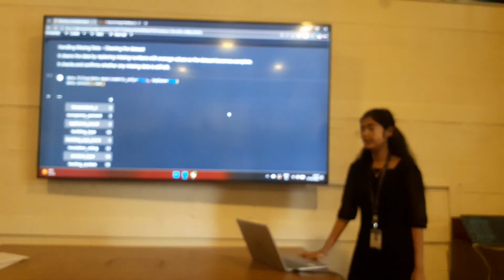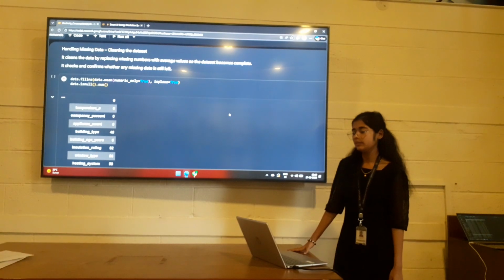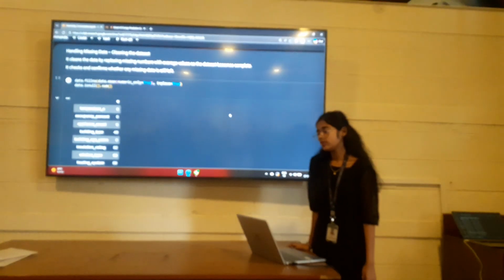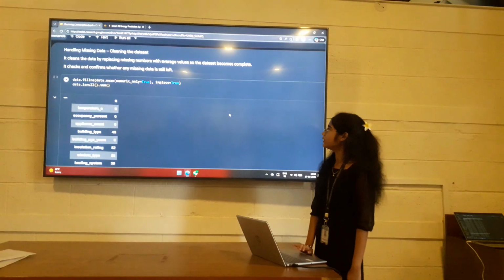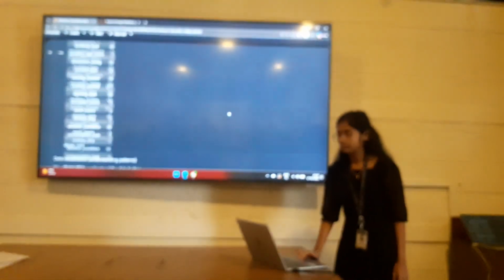Next is handling the missing data, that is, the cleaning of the datasets. It cleans the data by replacing missing numbers with average values so the dataset becomes complete. It checks and confirms whether any missing data is still left. So I have to check my data values.